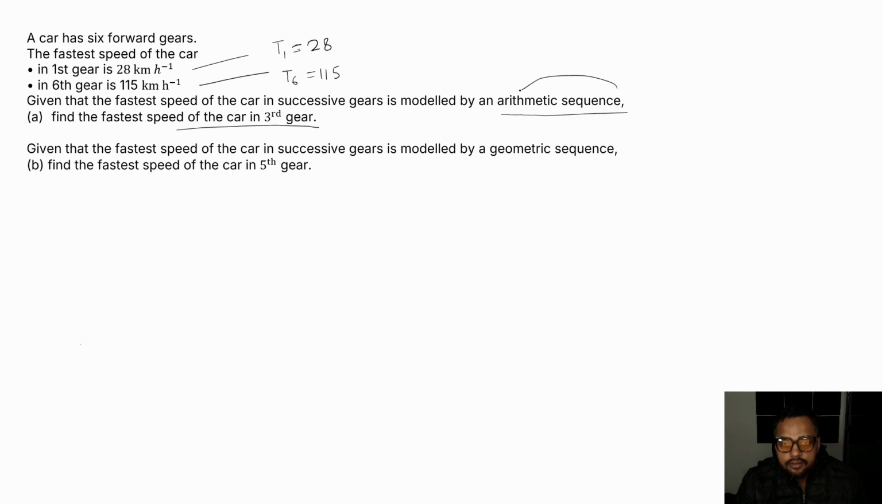And this is given by an arithmetic sequence. So we know the general expression of an arithmetic sequence is given by an equals a plus (n minus 1) cross d, where a is the first term, n is the number of terms in the series and d is the common difference. So for t6, we can write t6 equals 115. Plugging this t6 into the general formula, we'll get a plus (n minus 1), where n will be 6 minus 1, cross d.